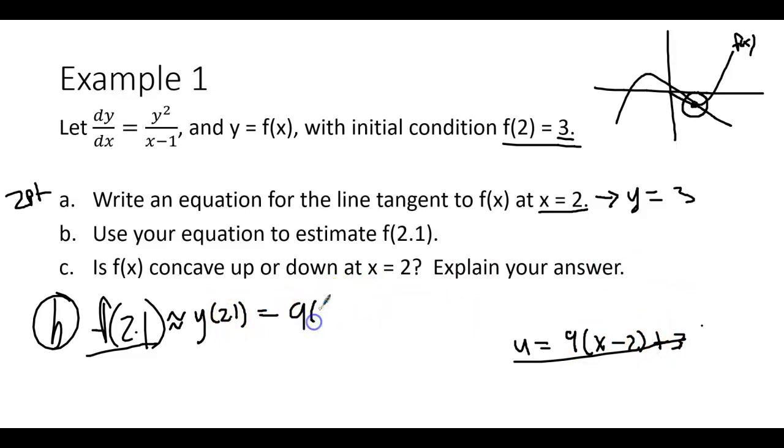Now, if you have the simplified one, you can leave it simplified. But let's just say I didn't, and I left it unsimplified, so it looks like this now. But basically, I would just be plugging in 2.1 in for the x. And so from here, we're just going to go ahead and go through it. That's going to give me 0.1 times 9. And then 9 times 0.1 is 0.9. And then 3 plus 0.9 is 3.9. And there's my answer. So f of 2.1 is approximately the same thing as y of 2.1, which is 3.9.